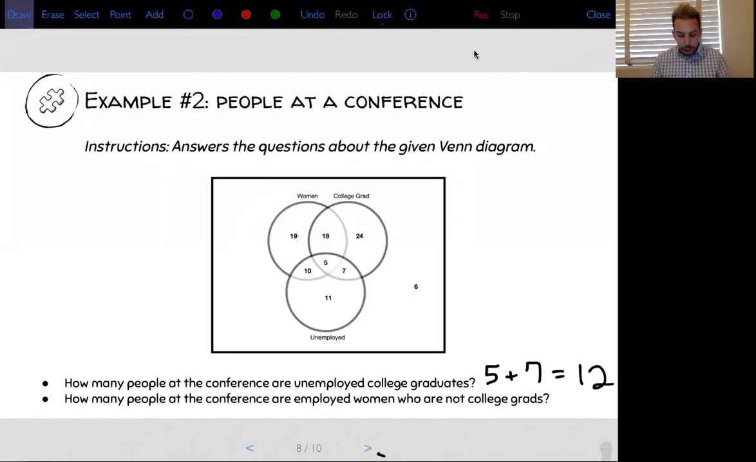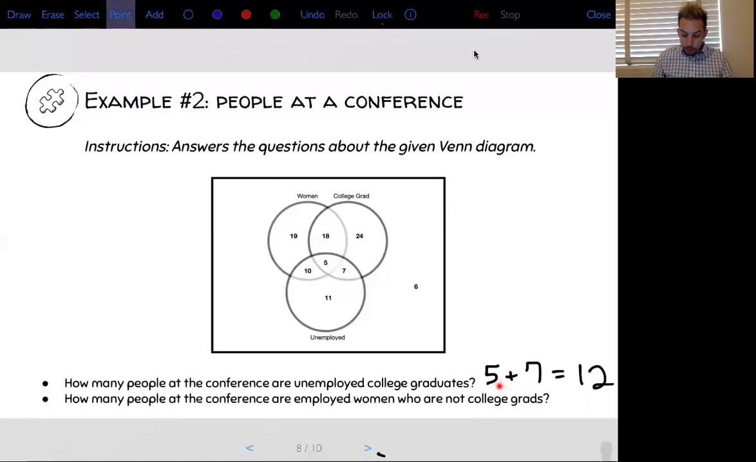Then the second question says, how many people at the conference are employed women who are not college graduates? Now we have 3 separate descriptions for who this person is. If you are employed, you are not going to be in the unemployment circle. It could have said not unemployed here instead of just saying employed women, but because you're employed, you're not going to be in this circle on the bottom. So anything that's in the circle on the bottom is out.